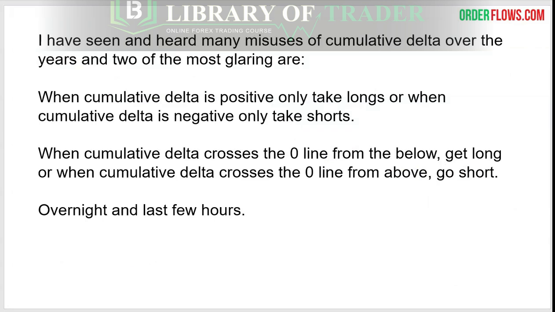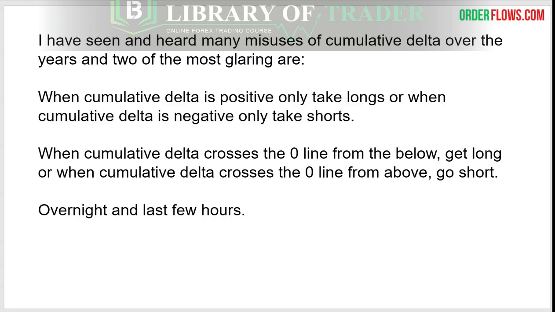Now, I've seen and heard many ways that traders use the cumulative delta incorrectly. And one of the biggest glaring mistakes that I've seen is using cumulative delta to only take longs or shorts. So what I mean by that is, they'll say, well, I'll only take longs when cumulative delta is positive, or I'll only take shorts when cumulative delta is negative. And that's a big mistake, because you've got to be able to trade both sides of the market no matter what cumulative delta is doing.